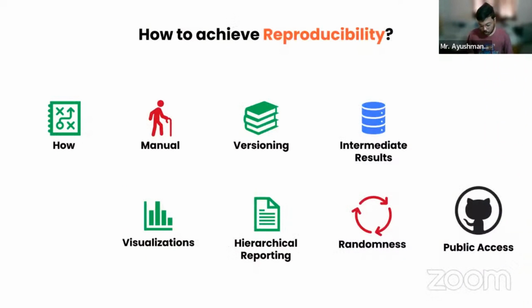The second one is we should try not to have too many manual interventions because manual errors are very difficult to identify and much more difficult to rectify.